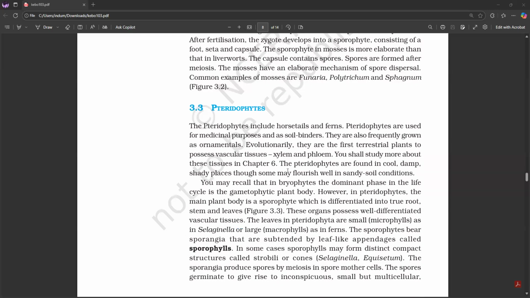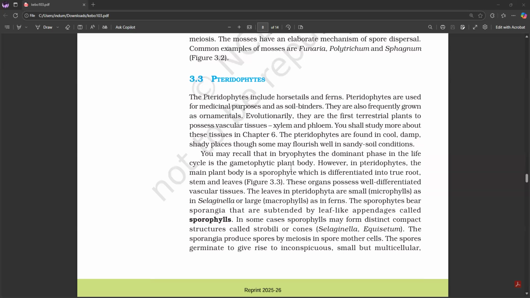3.3 Pteridophytes. The pteridophytes include horsetails and ferns. Pteridophytes are used for medicinal purposes and as soil binders. They are frequently grown as ornamentals. Evolutionarily, they are the first terrestrial plants to possess vascular tissues, xylem and phloem. You shall study more about these tissues in Chapter 6. The pteridophytes are found in cool, damp, shady places, though some may flourish well in sandy soil conditions.